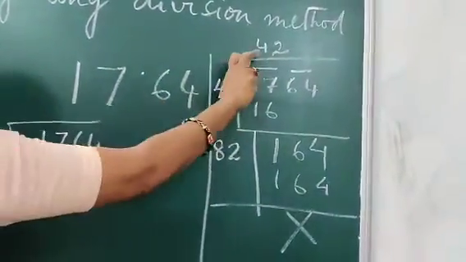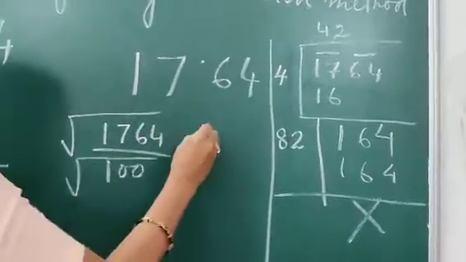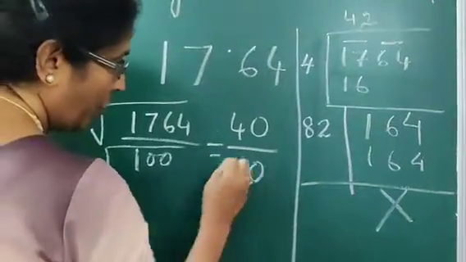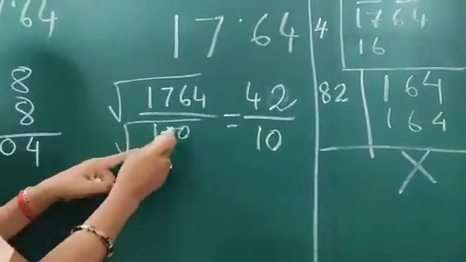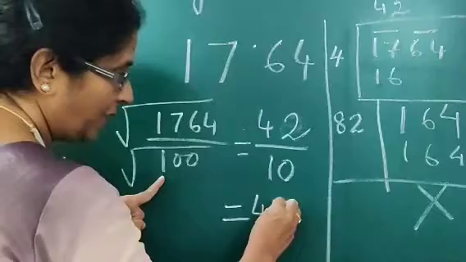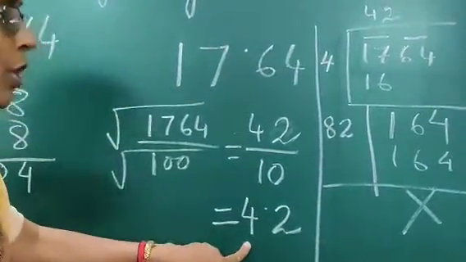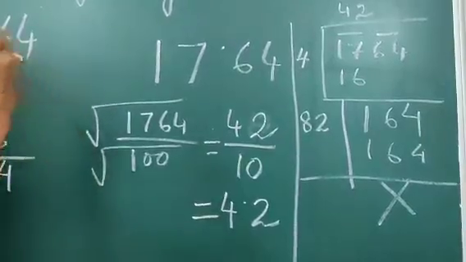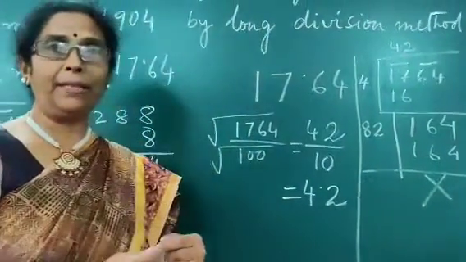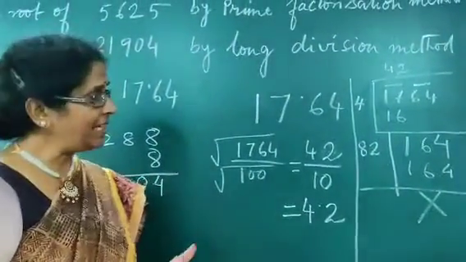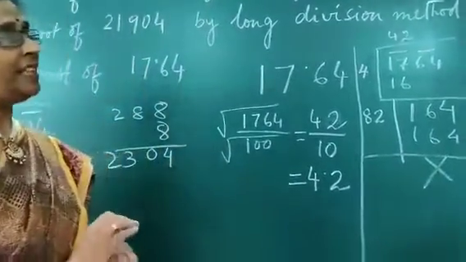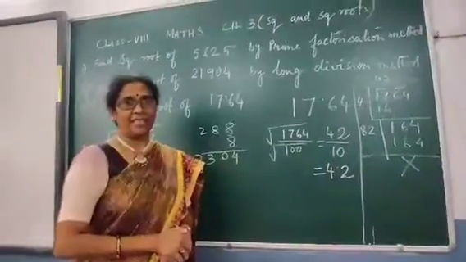Now without the decimal you are getting 42. And you know that the square root of 100 means 10. When you convert it into decimal, then you will get your answer 4.2. So I think it is better that you remove the decimal point and solve by either the prime factorization method or the long division method, and then convert it into decimal. So children, I think these 3 questions will help you to understand this chapter. Thank you children.